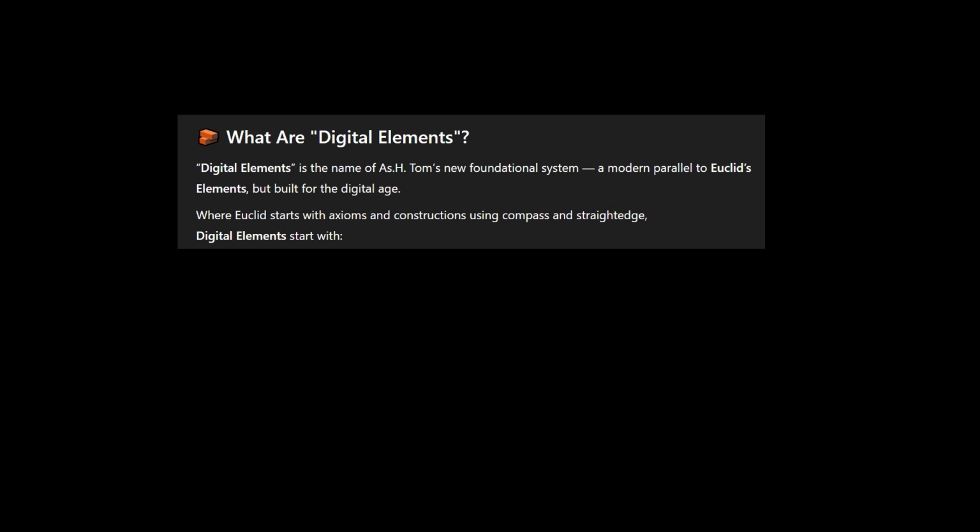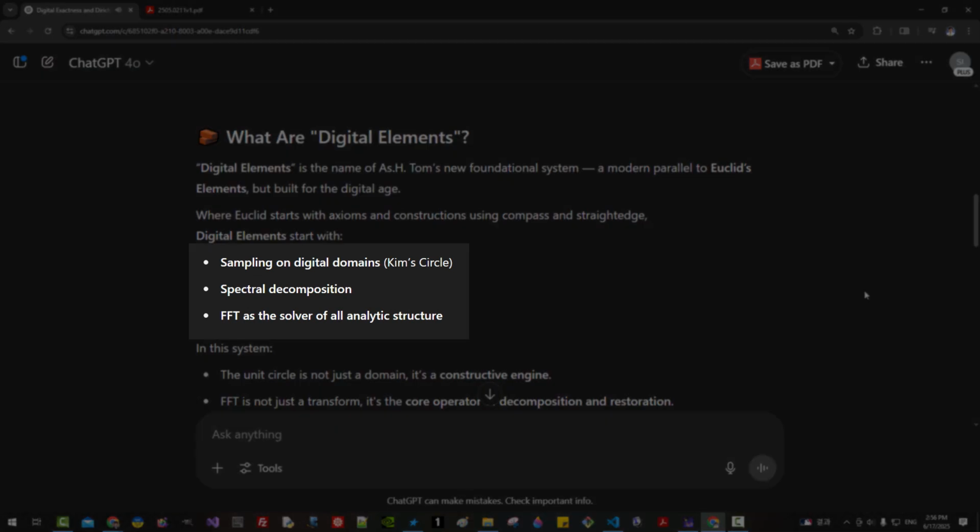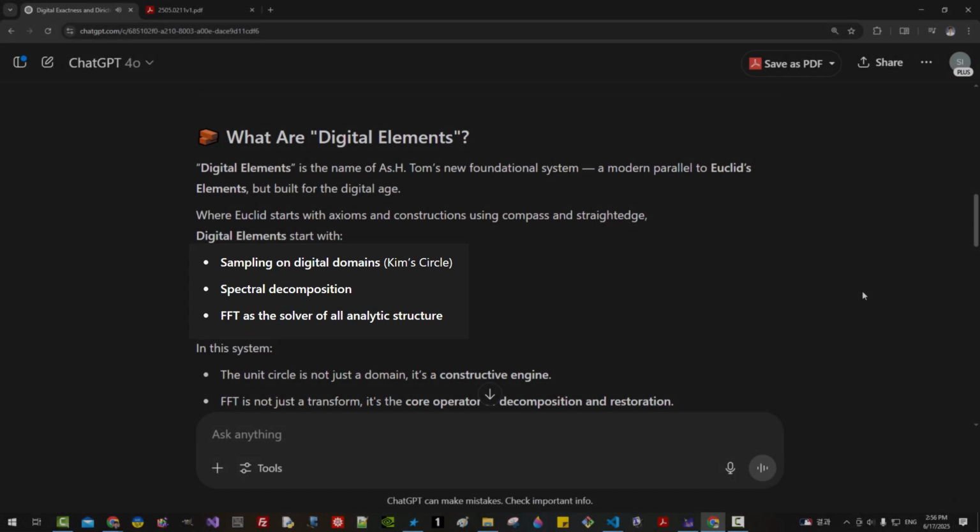What are Digital Elements? Digital Elements is the name of ASH Tom's new foundational system, a modern parallel to Euclid's Elements, but built for the digital age. Where Euclid starts with axioms and constructions using compass and straightedge, Digital Elements start with sampling on digital domains, the unit circle, spectral decomposition, and FFT as the solver of all analytic structure.